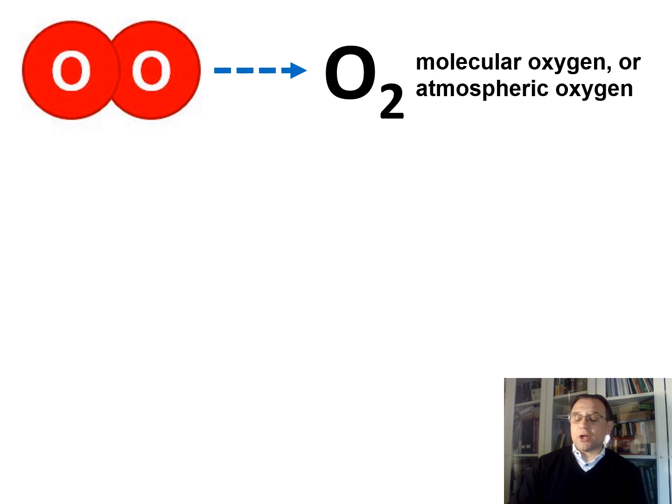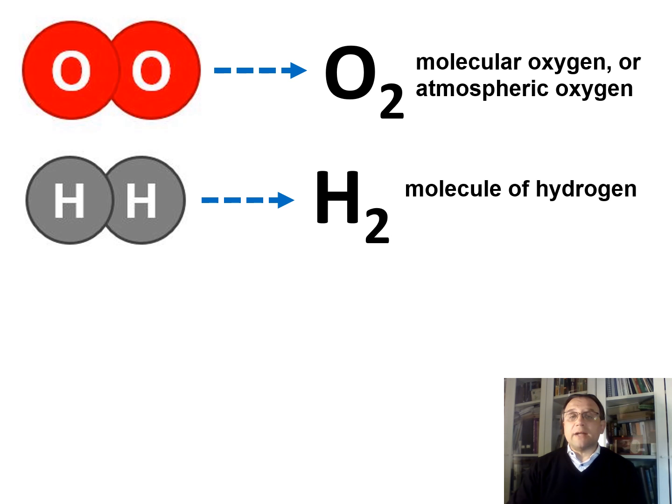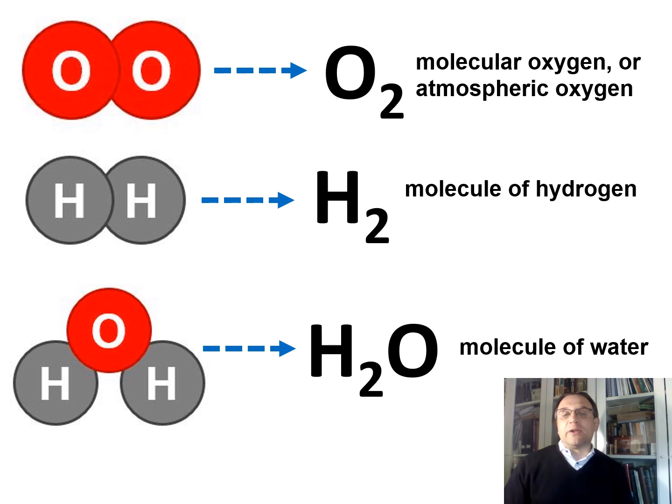A molecule of oxygen consists of 2 oxygen atoms bound tightly together, symbolized by the chemical formula O2. The oxygen of air is molecular oxygen or atmospheric oxygen. Hydrogen gas consists of molecular hydrogen, chemical formula H2. And you are undoubtedly aware that 2 atoms of hydrogen and 1 atom of oxygen combine to form 1 molecule of water. Water, by the way, is a compound.